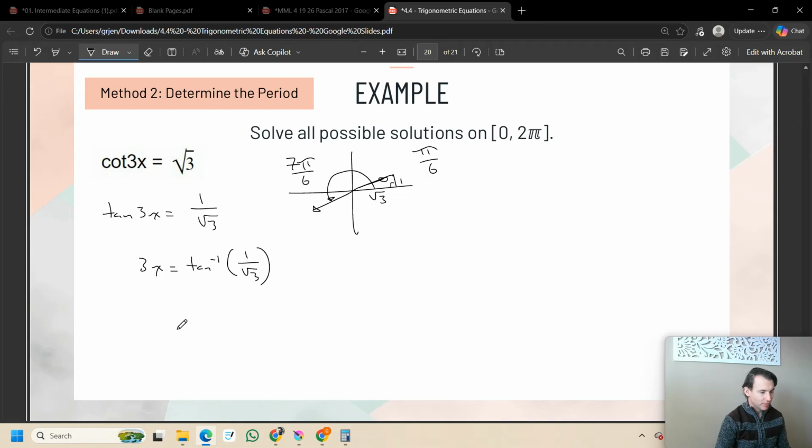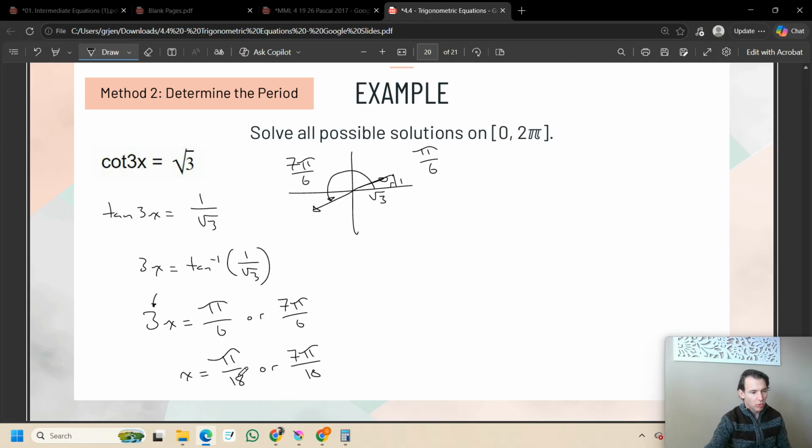Okay, so we know that 3x is equal to pi on 6 or 7 pi on 6. And because we have a 3 there, we want to get x is equal to pi on 18 or 7 pi on 18, but we want more of them. Another thing we could do is right here, add your extra pi's. Just add your pi's there. So we're going to add 2 pi to this one.